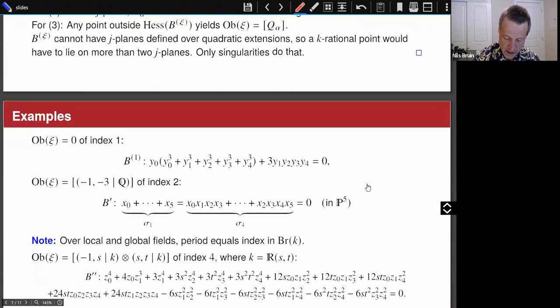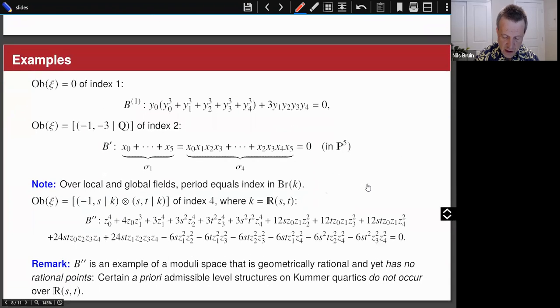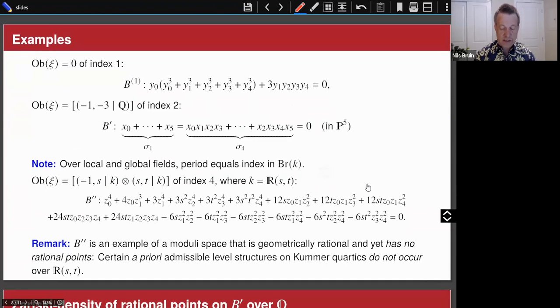Now, that might all be vacuous if that never happens. So let's look at some examples. Let's look at how we can indeed realize index 1, 2, and 4.